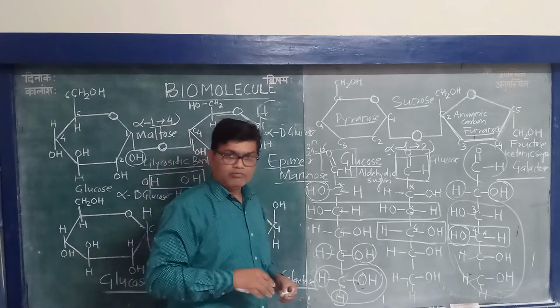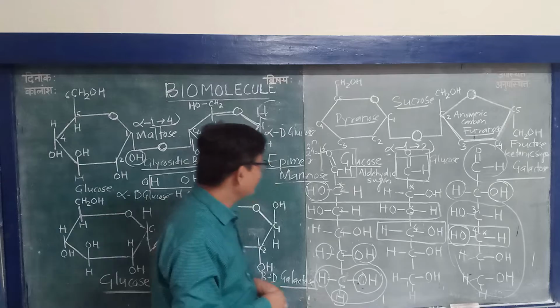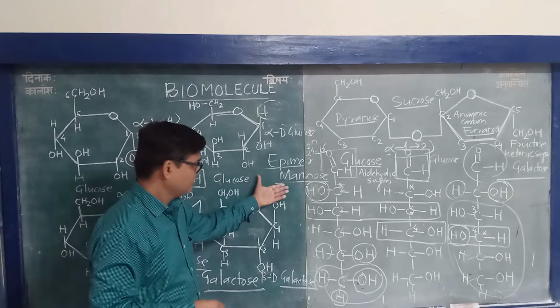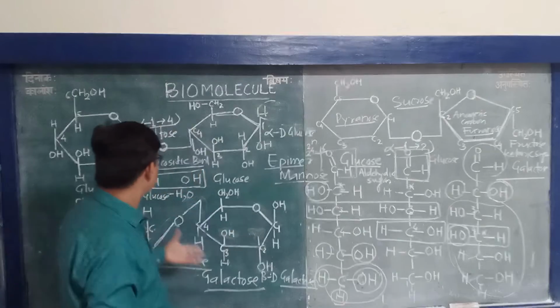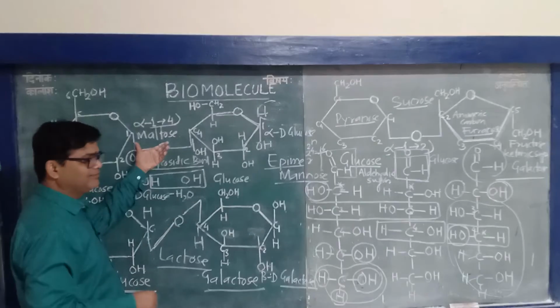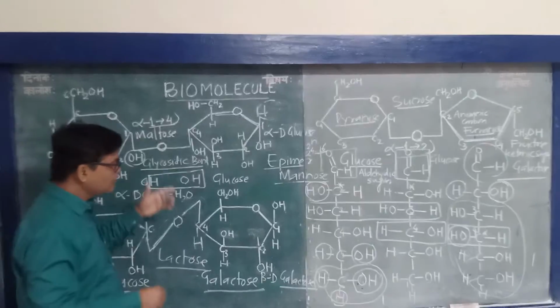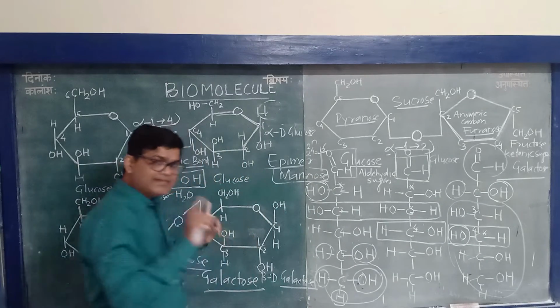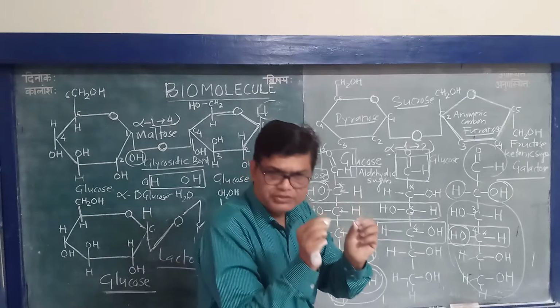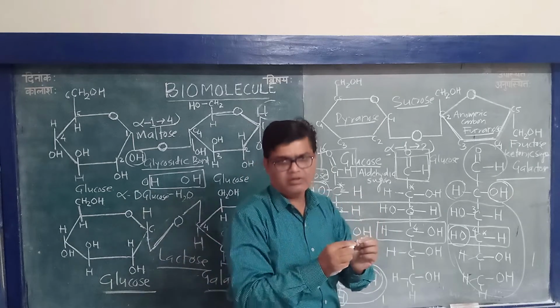Can anyone tell what is maltose and what is mannose? Mannose is a monosaccharide, maltose is a disaccharide. So you have to remember such types of things. Disaccharides means two monomeric units joined by a glycosidic bond.